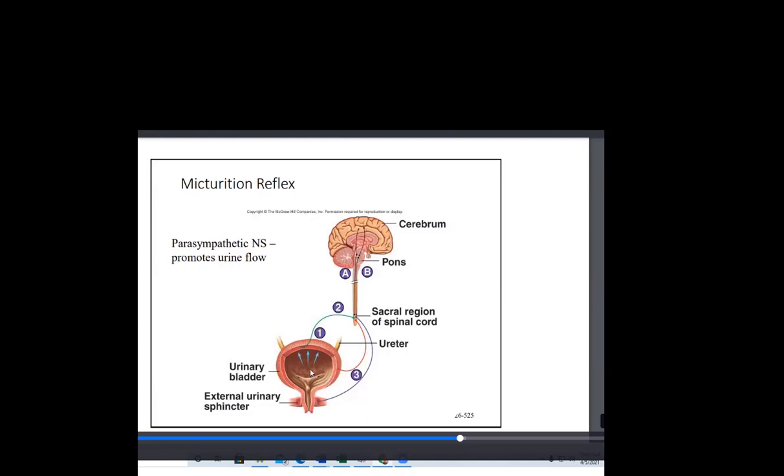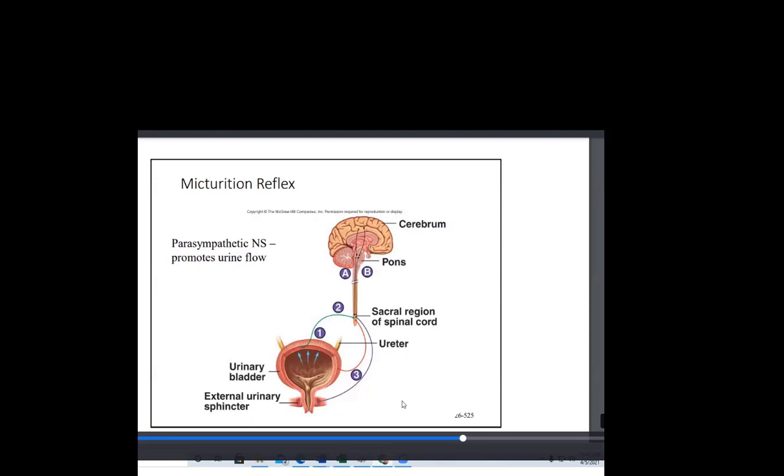Because if we have a patient who has damage to this reflex, either from anesthesia, like you give somebody an epidural, they're not going to feel the urge to empty their bladder. So we have to give them a catheter to make sure we don't overfill the bladder and damage the kidneys.